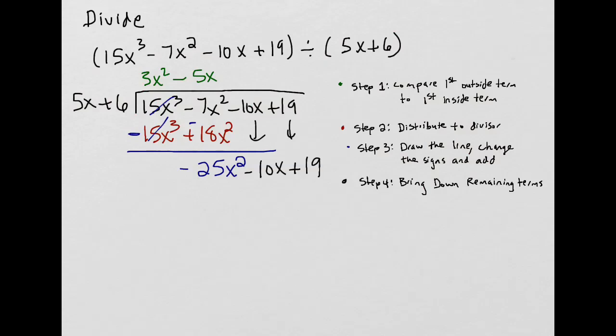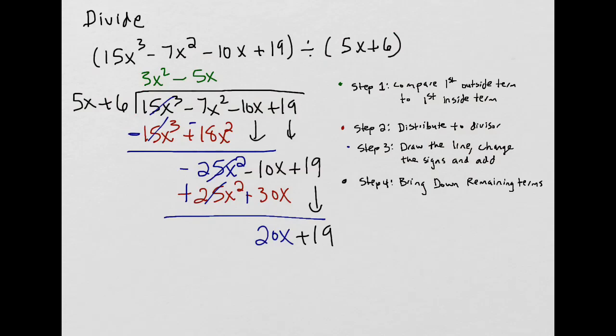Negative 5x times 5x is negative 25x squared. Negative 5x times 6 is minus 30x. Okay, now I'm at step 3 again, so I'm going to draw my line, change my signs, so both of these guys become positive this time when I change their signs, and now I add going straight down. So if I combine these two guys, I get 0. If I combine my next two guys, negative 10x and 30x is 20x. And now I'm on step 4 again, bring down the remaining terms.